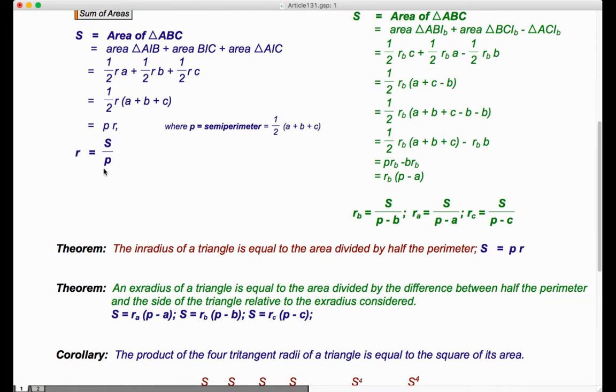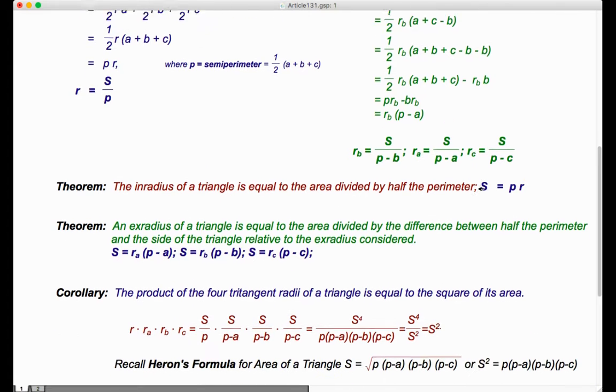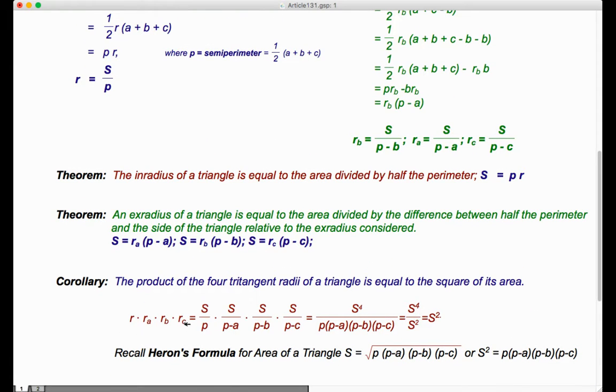okay, S over p is r sub a, is equal to this, r sub b is equal to this, and r sub c is equal to this one. So multiplying all 4 of them will end up with S to the 4th times p minus a, p minus b, times p minus c in the denominator.